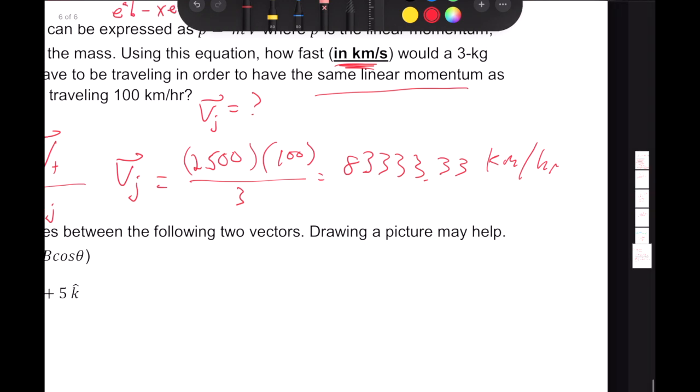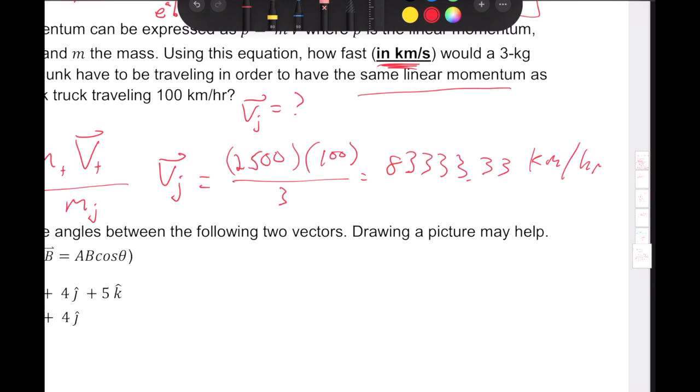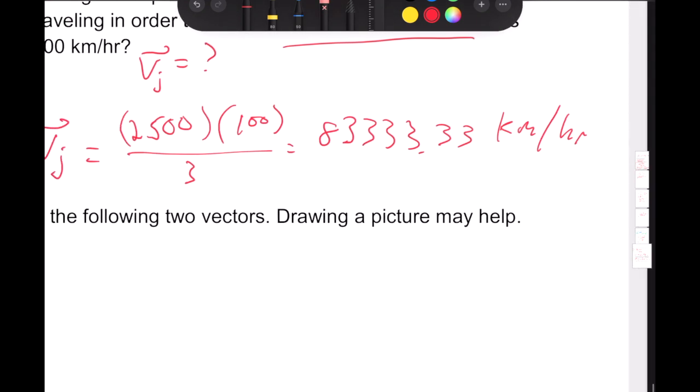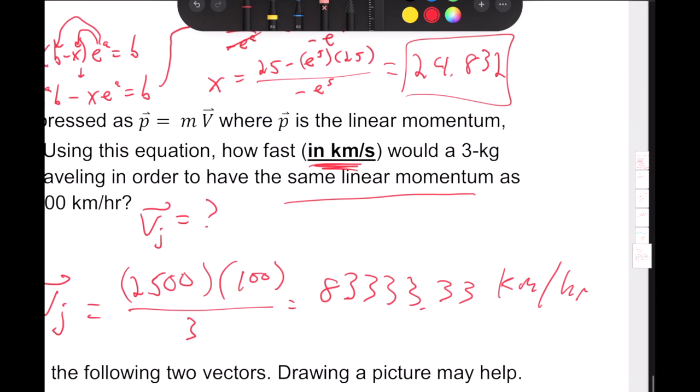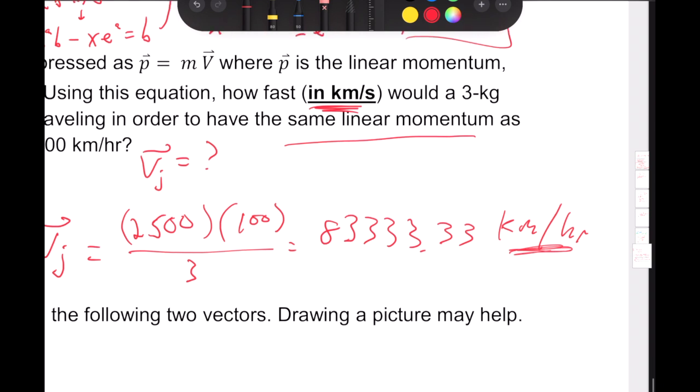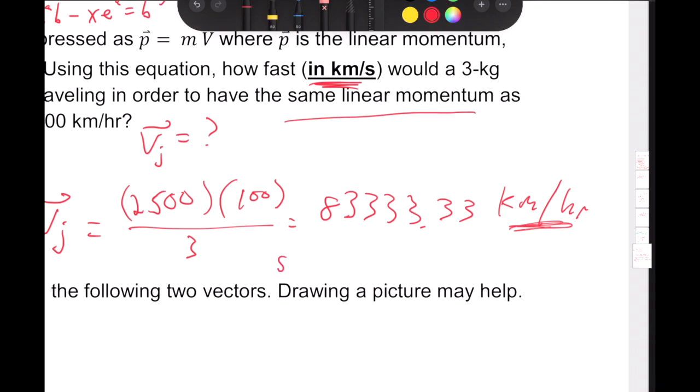But P.S. space junk often does travel very, very fast. So, however, is this kilometers per second? No, it is not. They want it in kilometers per second, so don't stop here. Let's take a page out of our previous book above where we were doing unit conversions. Kilometers per hour. Let's get kilometers per second.